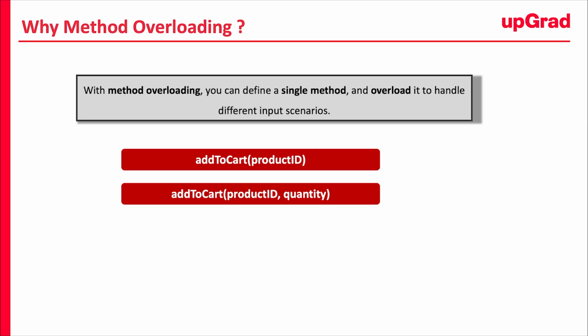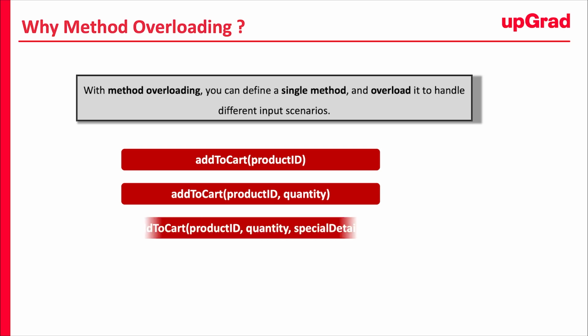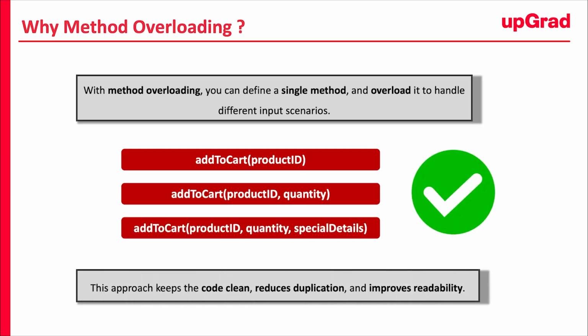In the first function, there is only one parameter, that is the product ID. In the second function, there are two parameters, that is product ID and quantity. Alright, in the third function, again, the function name is the same, but now there are product ID, quantity, and special details. So this approach keeps the code clean, reduces duplication, and improves readability. It allows you to use a single meaningful method name for various scenarios, making your program more efficient and easier to maintain. In essence, method overloading provides flexibility by enabling different variations of an action under a common function name, while letting the code adapt to different user inputs.